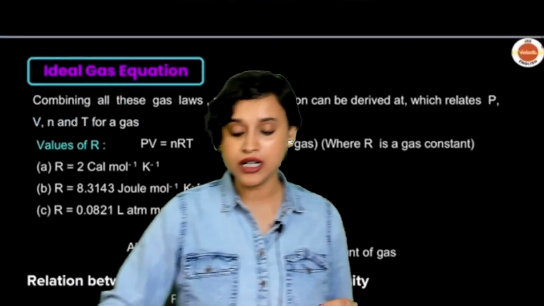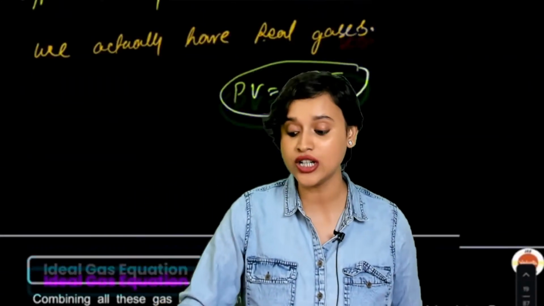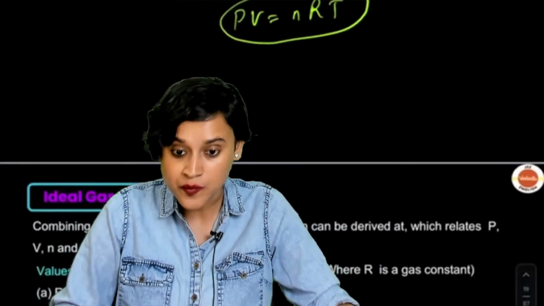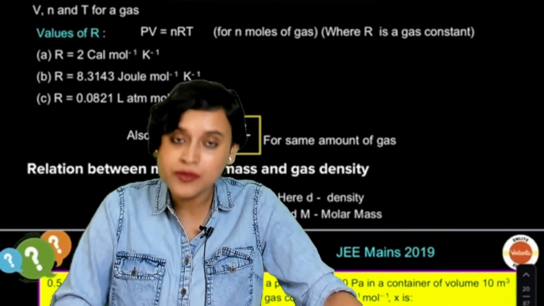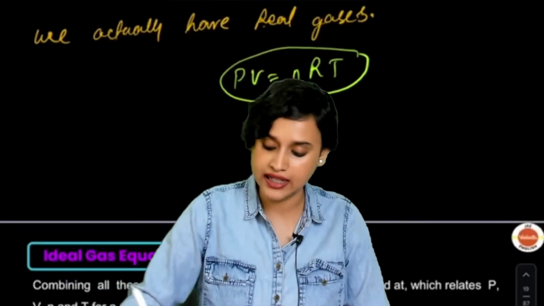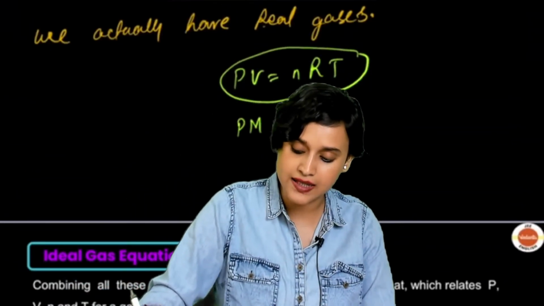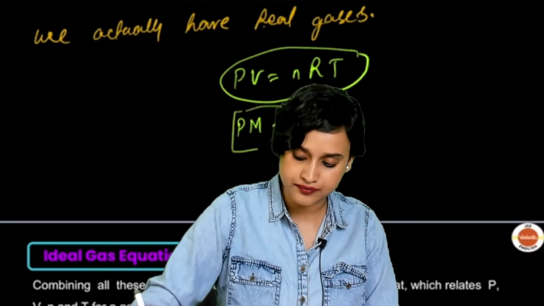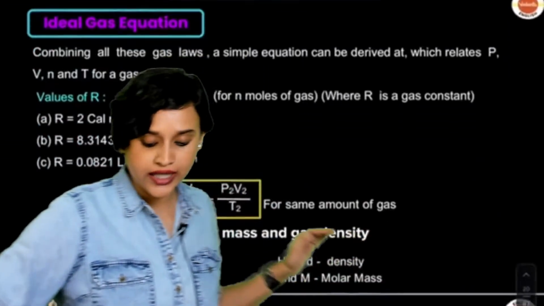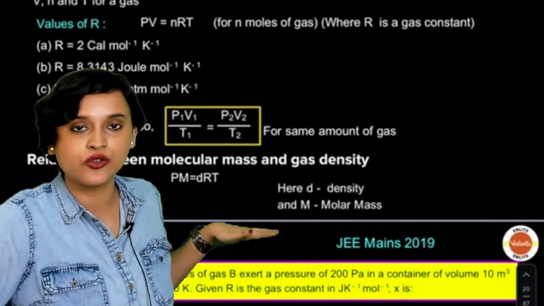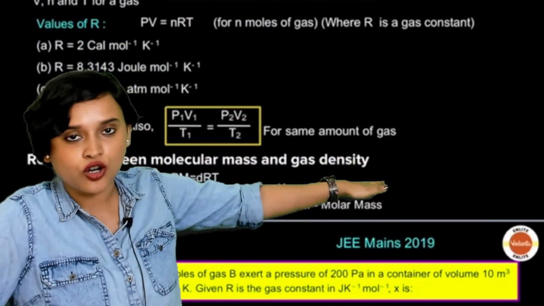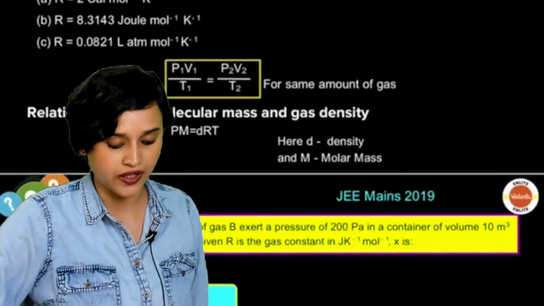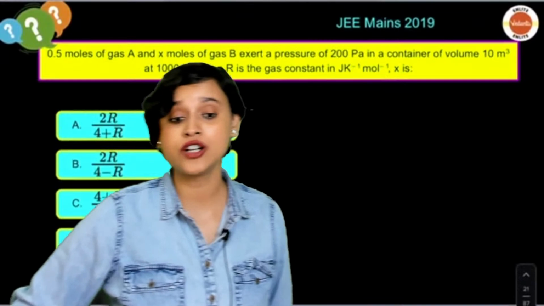Now, do you remember that we also spoke that pressure is directly proportional to density? From there, I can also write it as PM is equal to DRT. PM is equal to DRT. P is pressure, M is your molar mass, D is your density, R is your gas constant, T is your temperature. So chalo, let's solve a question, everybody.